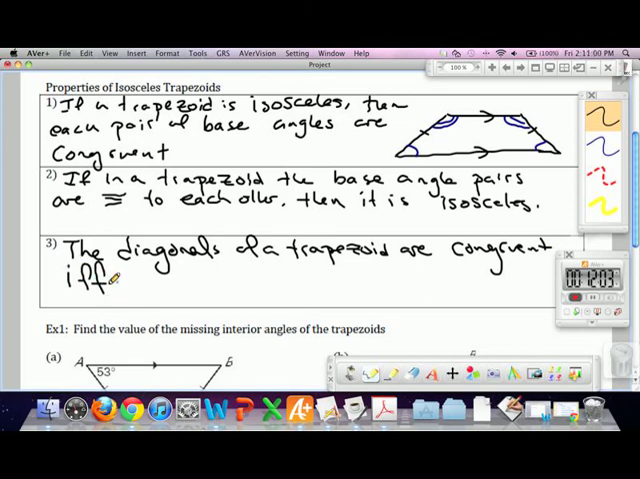Do we remember what IFF stands for? The diagonals of a trapezoid are congruent if and only if it's isosceles. So if you get that the diagonals are congruent, then it must be isosceles. If it's isosceles, then the diagonals must be congruent. That is our third property. So we have talked about the base angle pairs, and then the diagonals.